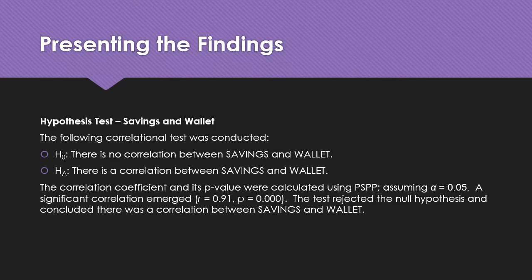And also with savings and wallet, again, the R value is very close to 1, so a very high correlation value, and a p-value very, very close to 0. So in this case, the test rejected the null hypothesis and concluded there was a correlation between savings and wallet.